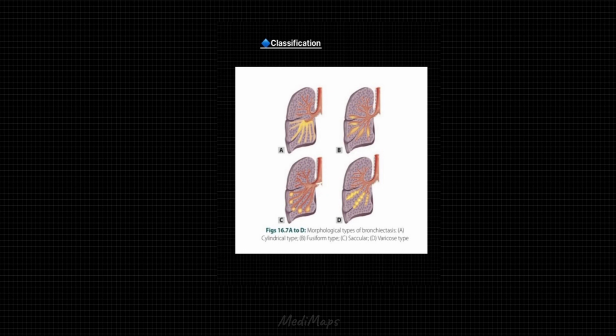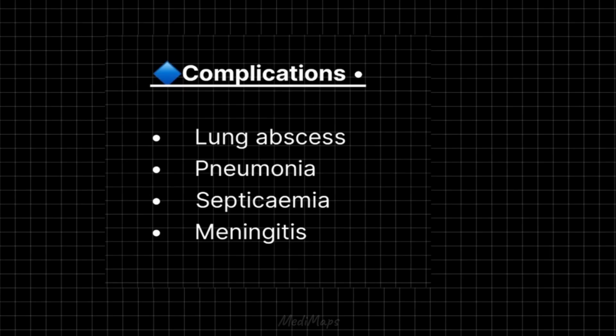So we have 4 kinds of bronchiectasis based on the morphological features or the shape of dilatations. They are cylindrical type, fusiform type, saccular type and varicose type. Finally, let's move on to the complications of bronchiectasis. The major complications of bronchiectasis are lung abscess, pneumonia, septicemia, and meningitis.